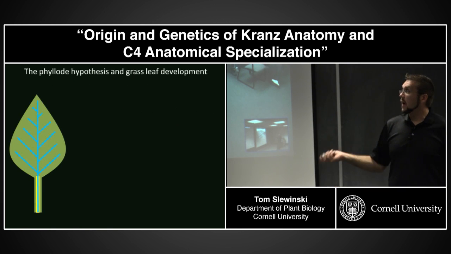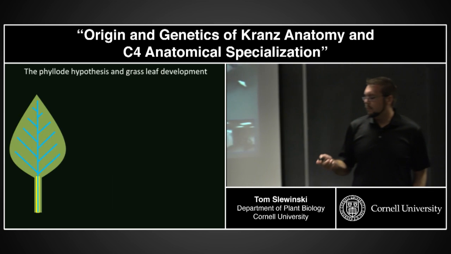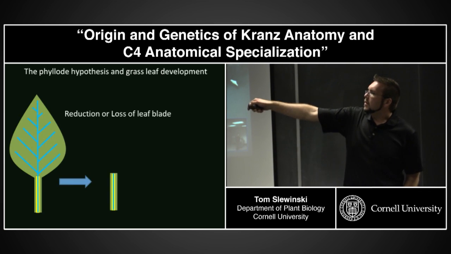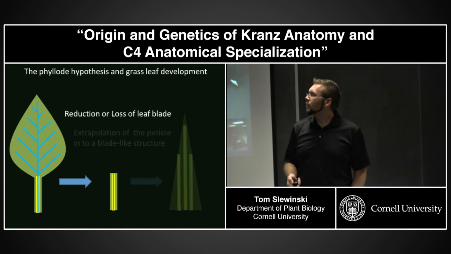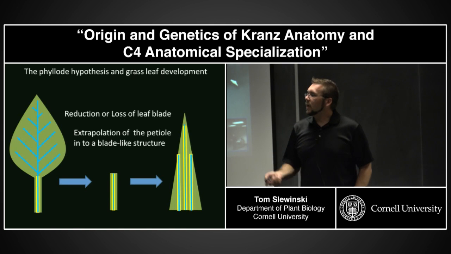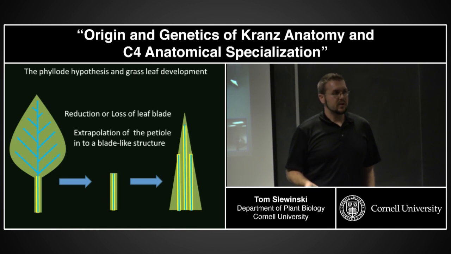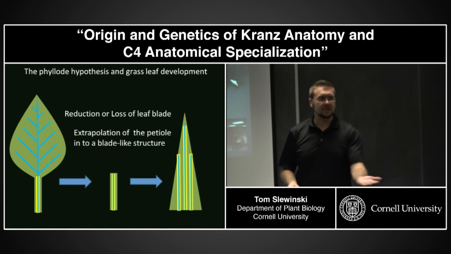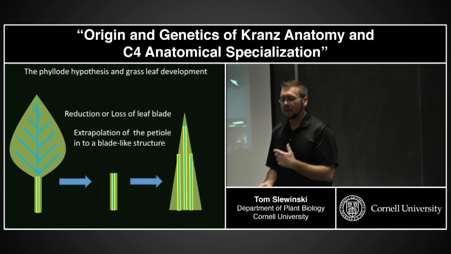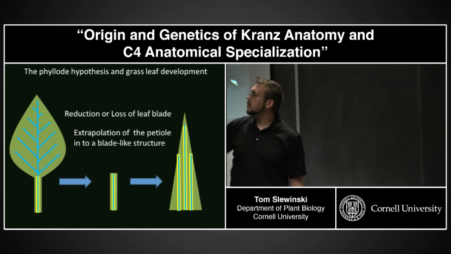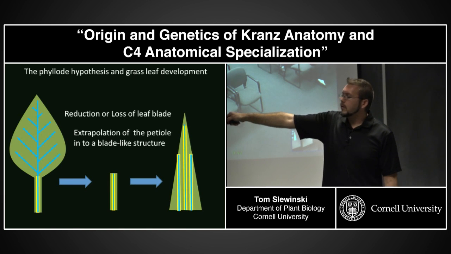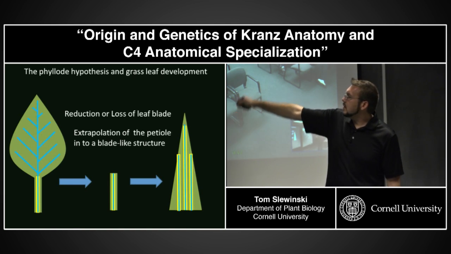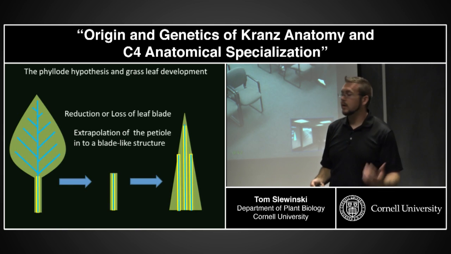According to the phyloid hypothesis, early monocots had either a reduction or great loss of the leaf blade, and we're left with a petiole-like structure. The petiole became expanded into a new leaf-like structure, which gave rise to the parallel venation, and you don't get reticulate vein formation like you do in the C3 plants. So that would actually bring this program of the endodermis into the leaf blade itself in the monocots.